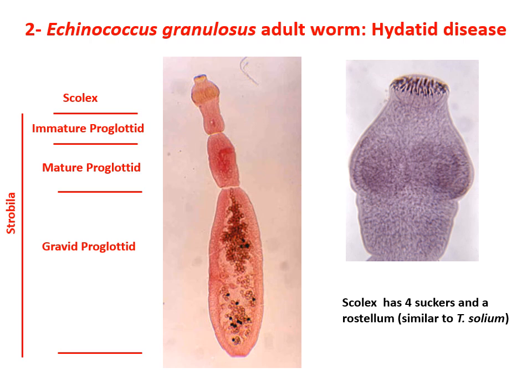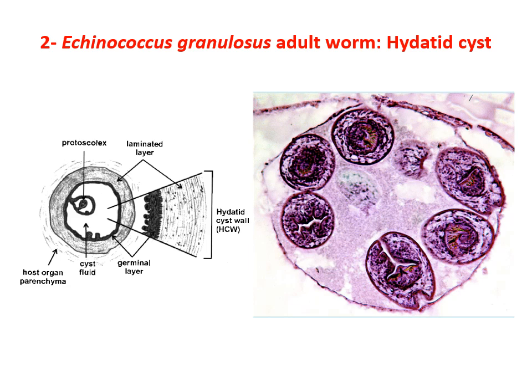If we go to the proglottids now, Taenia solium and Taenia saginata have a much longer strobila with a much higher number of proglottids, whereas Echinococcus granulosus has only three proglottids: an immature, a mature, and a gravid one. Clinically, what we can see in case of an infection with Echinococcus granulosus is first a hydatid cyst.